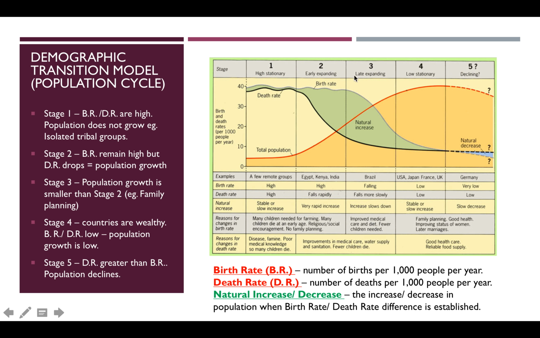But they're the 5 stages: high stationary, early expanding, late expanding, low stationary and declining. And the main reasons down the bottom here for 2 and 3 are the economy is beginning to develop, and stage 4 and 5 is the economy has developed.